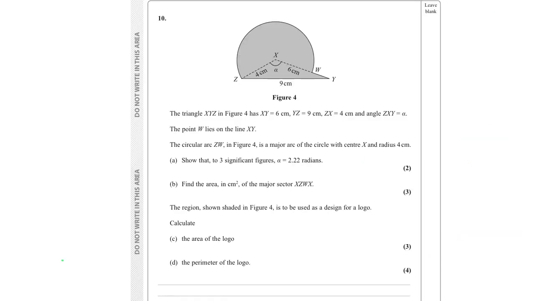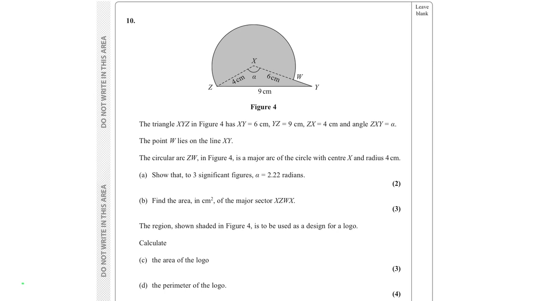Okay, so question 10. The triangle XYZ in figure 4 has XY 6, YZ 9, ZX 4, and angle alpha. The point W lies on the line XY. The circular arc ZW is a major arc of the circle with centre X and radius 4. Show that, to three significant figures, alpha is 2.2.